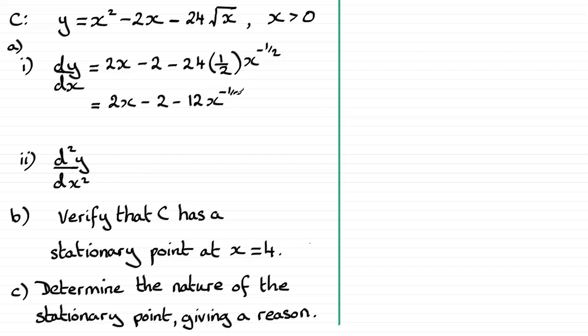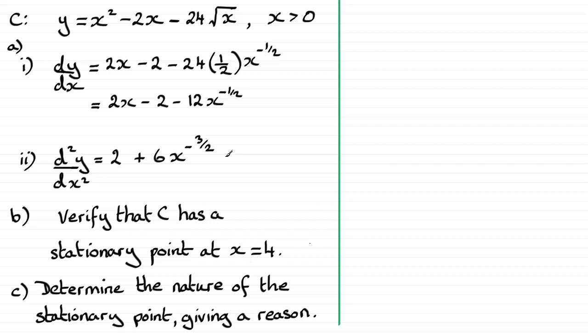You could leave it like that, or you could write x to the power minus a half, remember, as 12 over x to the power half, or even 12 over the square root of x. Now for d2y by dx squared, differential of 2x is simply 2. Differential of a constant goes to 0. For minus 12x to the minus a half, you just do minus a half times minus 12. That's going to be plus 6. And then reduce the power on x by 1. So that's x to the power minus 1.5, or minus 3 over 2.